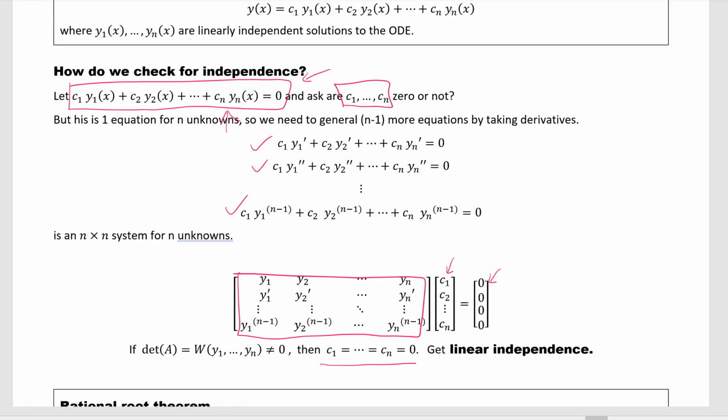So let me write down here. If all the ci's are 0, we get linearly independent. If at least one of the ci's is not 0, we get linearly dependent.